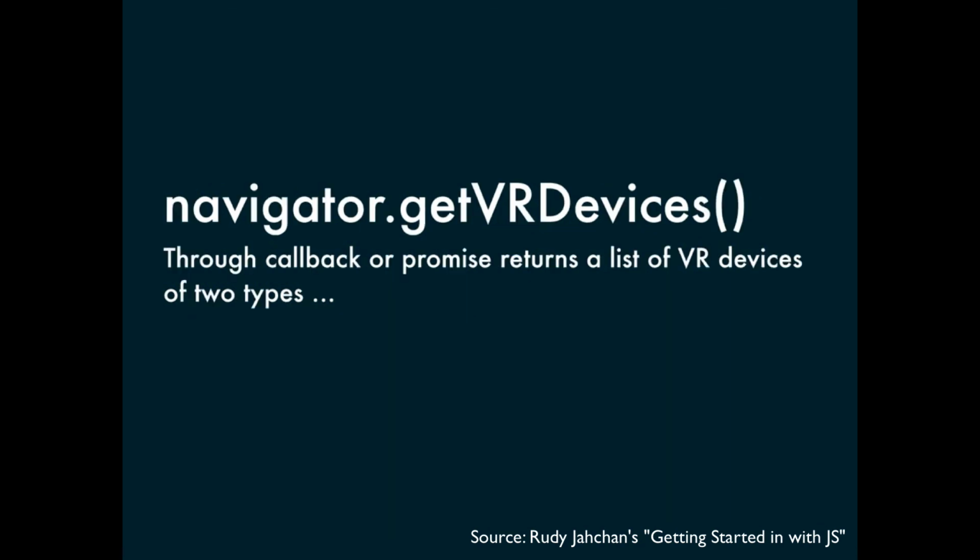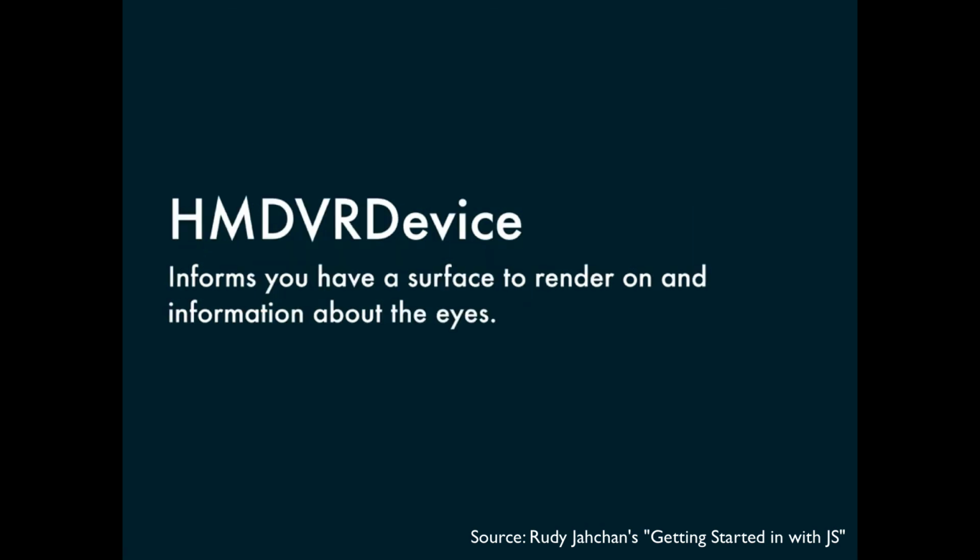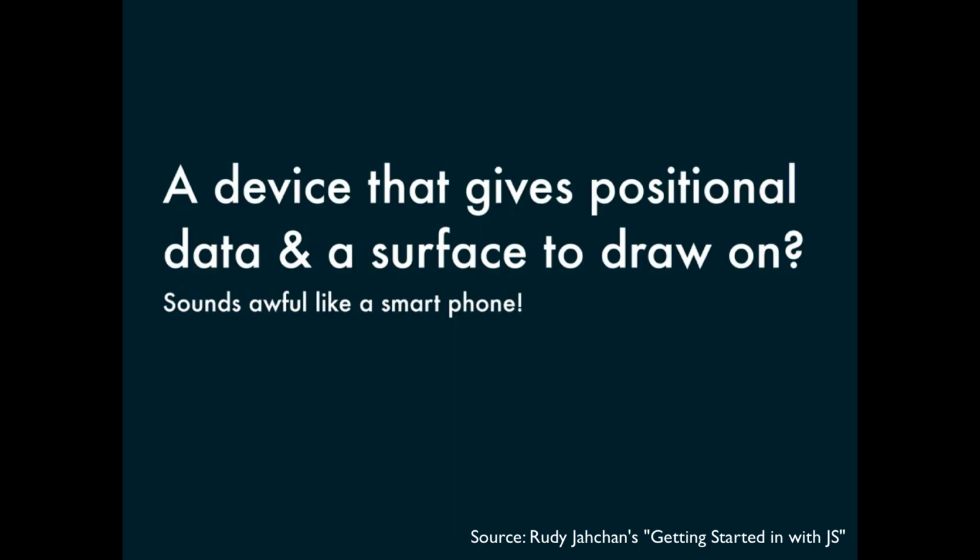So there's a couple of commands there for getting the VR devices. And as you get a VR device, there are 2 different types. The position sensor device is anything that's being tracked in 3D space. There's both the HMD that's on your face, but it could also be 6 degrees of freedom controllers or Leap Motion, so you'll be able to track your hands rather than just your head. And then the HMD VR device is the surface that you're actually outputting the VR scene to, the barrel distorted rendered scene. So something that gets positional data and has a surface drawn, that sounds a lot like a phone.